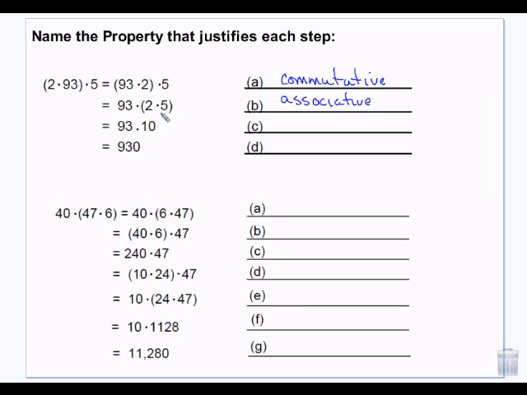2 times 5 is 10. That's substitution, actually. I'm substituting in 10 for 2 times 5. They have the same value. Does that make sense? Or you could say multiplication. That's fine too, because that's what you did. And then 93 times 10 is multiplication.